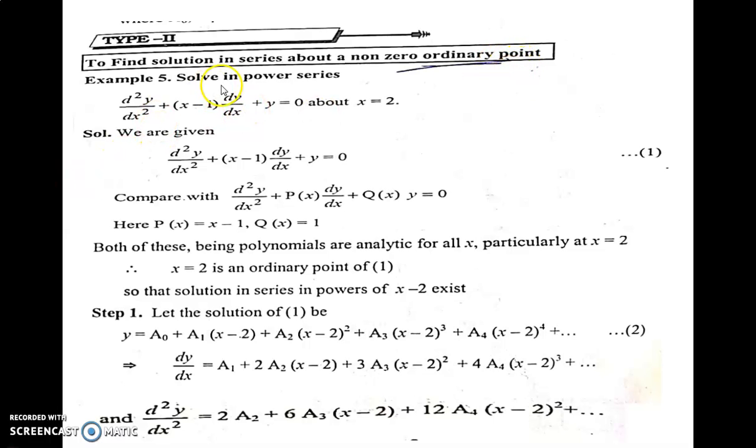Now, what is the question? Solve in power series this differential equation about x equals 2. So, we have to find the solution of this differential equation in power series about x equals 2.